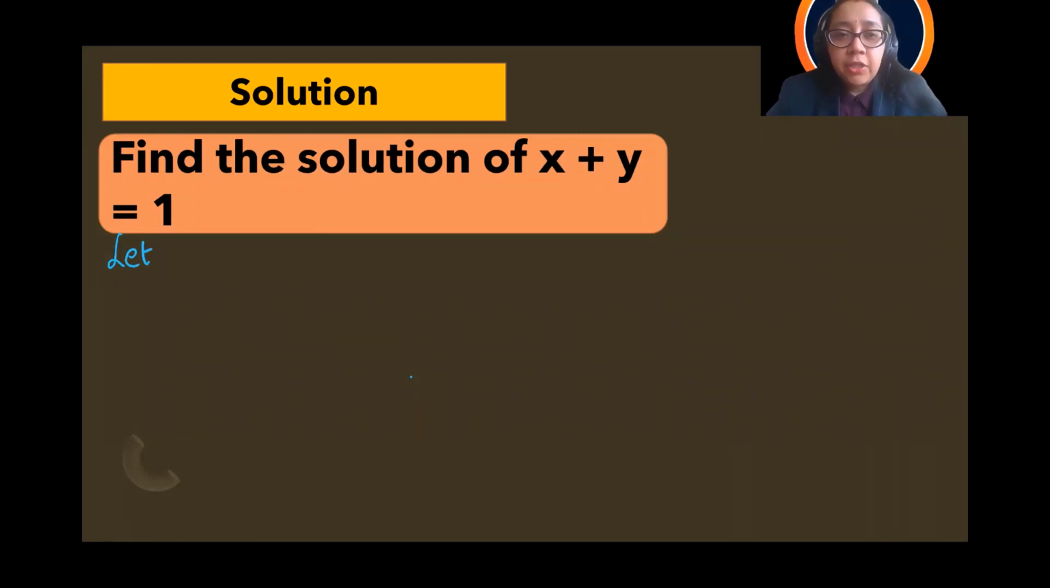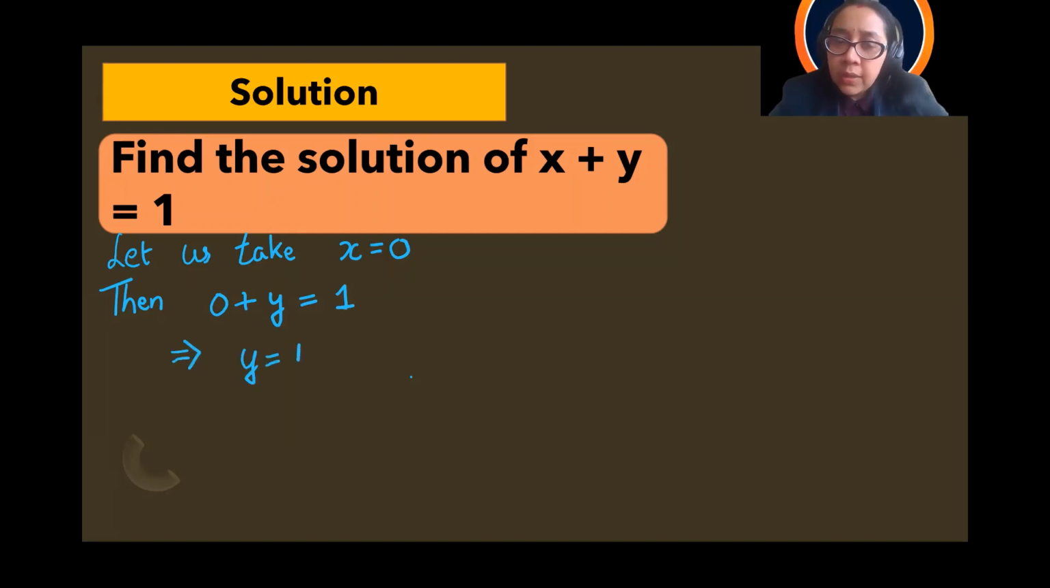So find the solution of x plus y equal to 1. So this is the question. Let us assume that the value of x is equal to 0. Then can you tell me what is the value of y? So we have a fixed value here. We have assumed that x is equal to 0. Can you tell me the value of y if x equal to 0? So we can say that 0 plus y equal to 1, right? So just replace it. So we can say that y equal to 1.